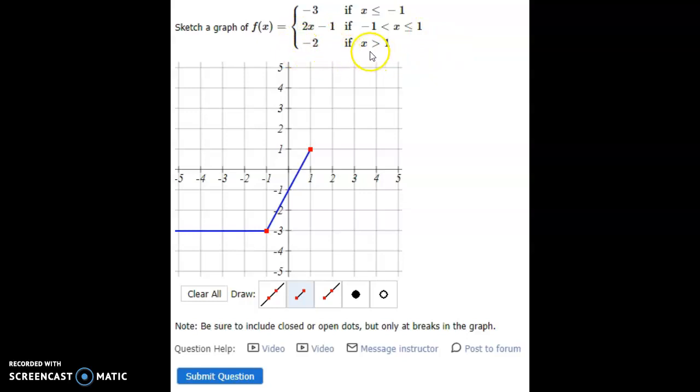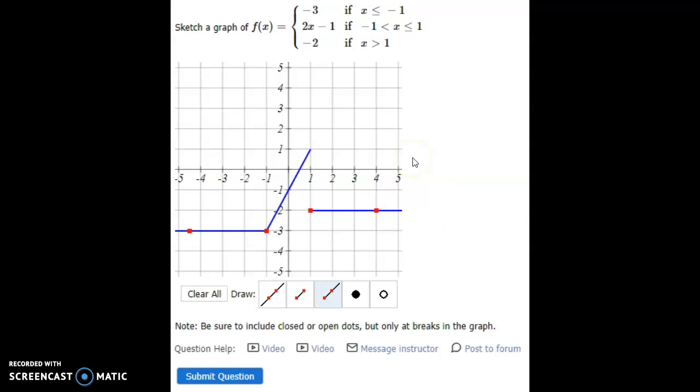And now for the third piece of this piecewise function, my y value is automatically -2. I'm starting at x equals 1 and going to the right, so I'm using all x values bigger than 1, with a y value of -2. So I'm going to go here at x equals 1, down at my y value of -2, and then just move to the right to indicate that it's going to keep on going to the right. It's always going to be -2.